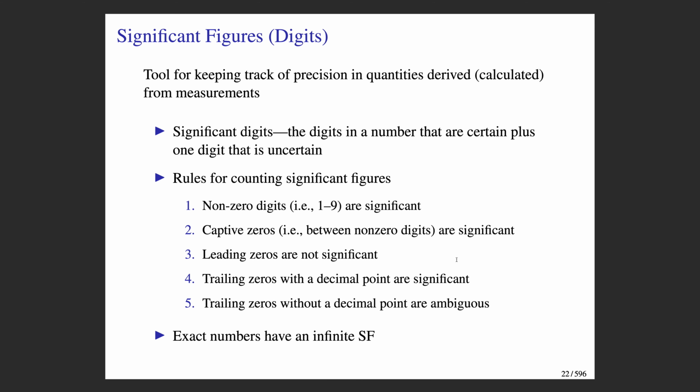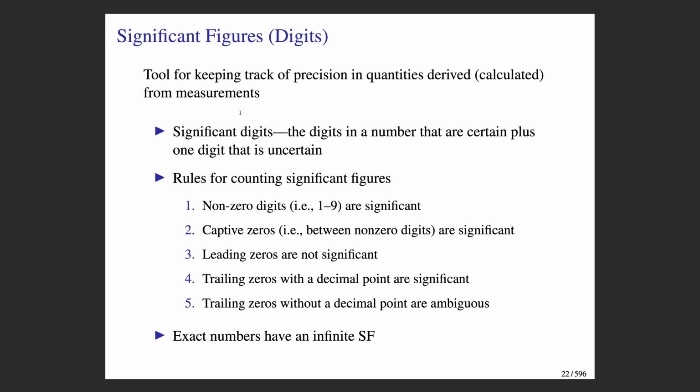We will be doing calculations with measured quantities, and the rule is that when you're doing calculations involving measurements, the precision of the calculated quantity cannot be better than the precision of the input measurements. You can't calculate something that's more precise than the measurements upon which the calculation is based. So we need some way of keeping track of precision in our calculations, and that's what significant figures are all about. They're a tool that we use to keep track of precision in calculated quantities involving measurements.